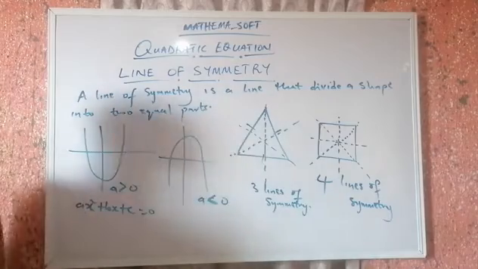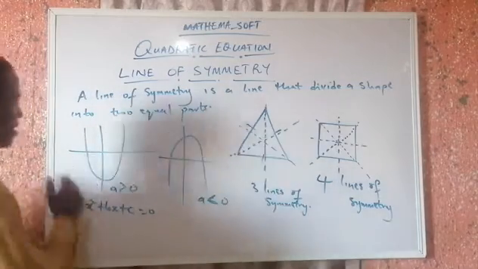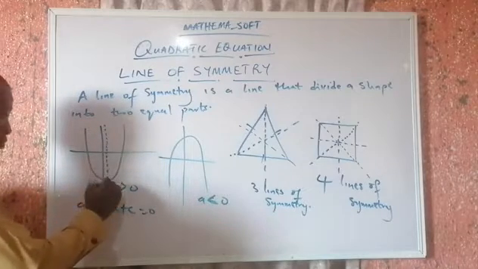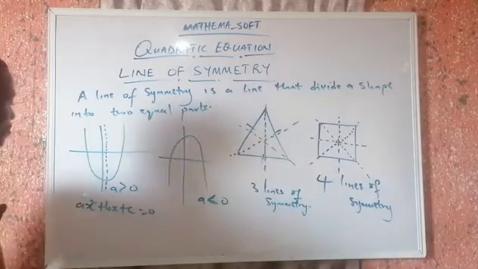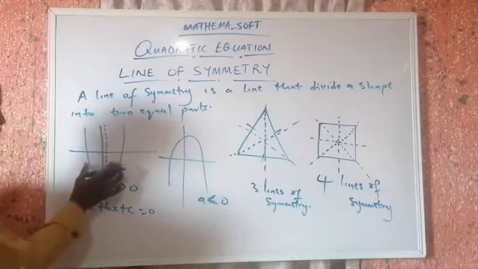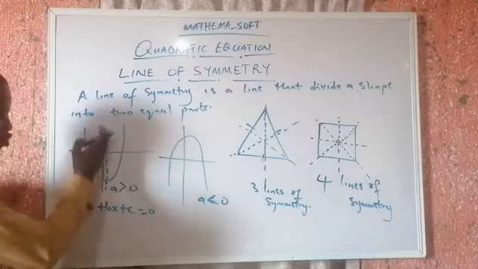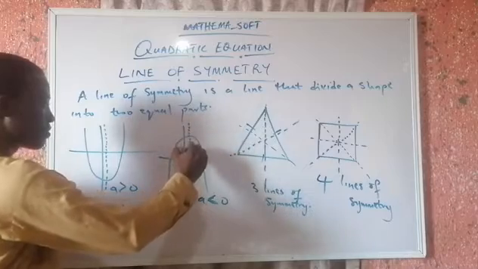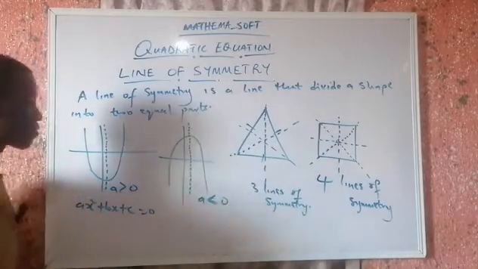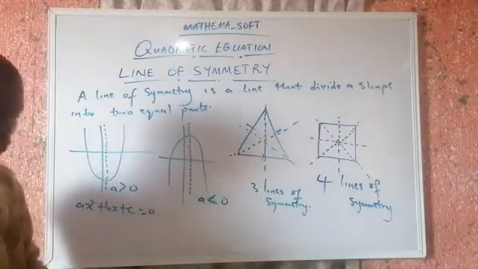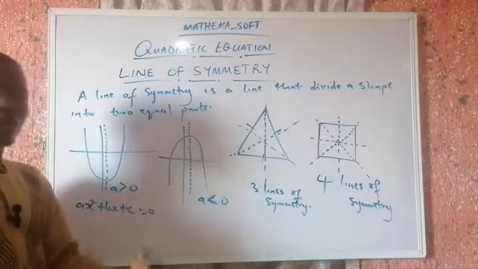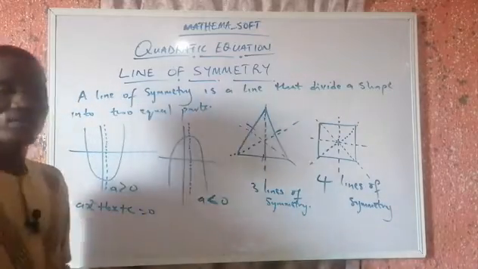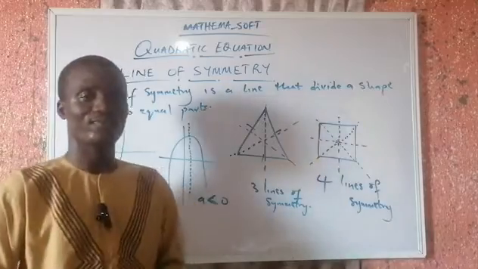In this shape that we have, a line of symmetry simply means a line that runs through the quadratic curve, or what we know as the parabola, such that it divides this curve into two equal parts. A line of symmetry of a quadratic graph or equation is such that it runs through the quadratic curve and therefore divides the quadratic curve or the parabola into two equal parts.